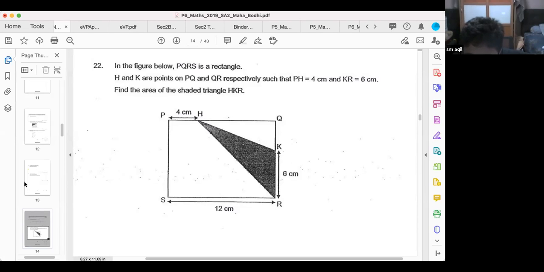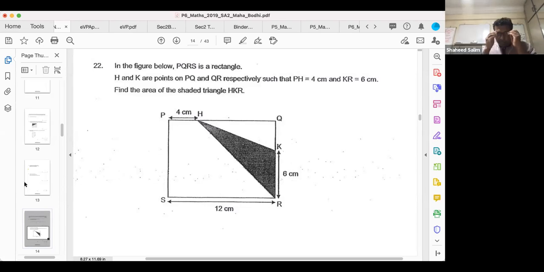PQRS is a rectangle. Do you need me to flip it? You want me to flip now? How come you don't like that? Like a model, Syakir, like this.